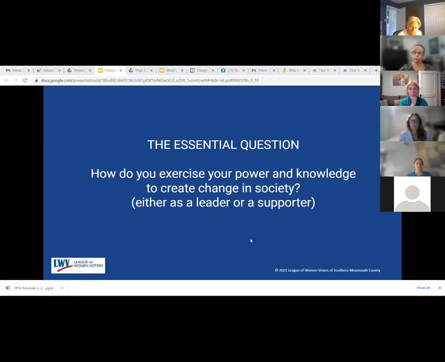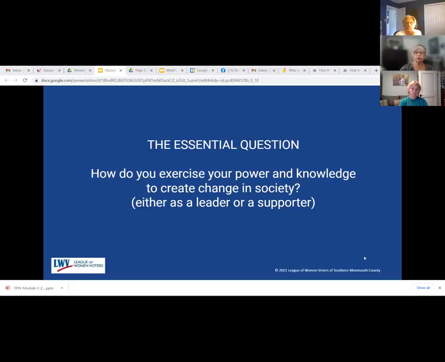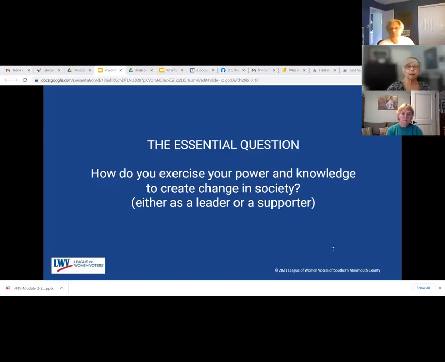In the middle school version, we talk about addressing people at the school board level, and we have the kids draft a letter cooperatively that will ask the school board president to bring it up at a school board meeting that they would like to have a civics class in their school. All right, so the essential question today is, how do you exercise your power and your knowledge in order to bring about change in our society, whether that's doing it as a leader or as a supporter?